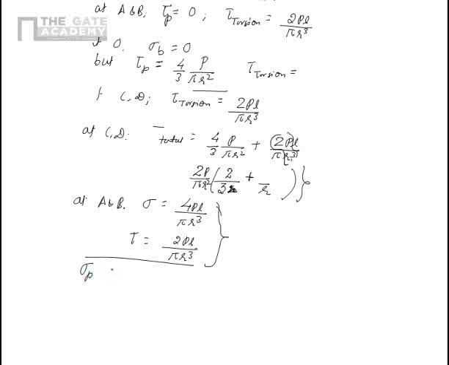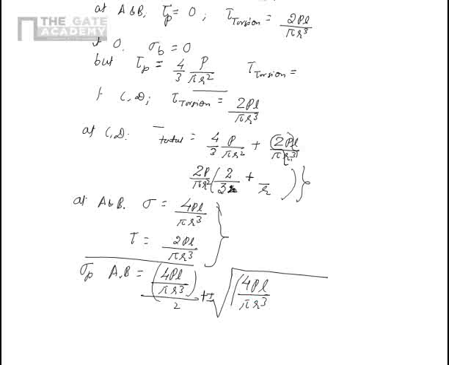So sigma P at A or B is given by sigma 1 plus sigma 2 by 2, or sigma x plus sigma y by 2. There is no sigma y, so only this by 2. So that becomes 4PL upon pi R cube divided by 2, plus minus, well, let's take the plus one only, plus the square root of 4PL upon pi R cube divided by 2 squared plus tau squared, which is 2PL upon pi R cube squared.